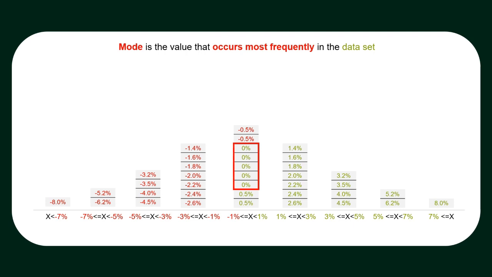Now, another key data point is mode, which is the value that occurs most frequently in the dataset. 0% occurs 5 times in the dataset. Therefore, the mode of this dataset is 0. We should note again that mean equal to median equal to mode is a coincidence, which is not always the case. In real life, the variance between mean, median, and mode is also used in assessing risk, which we will discuss in later slides.